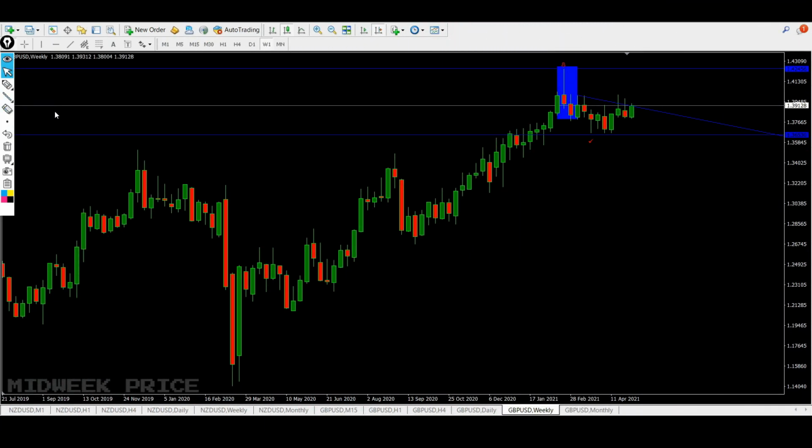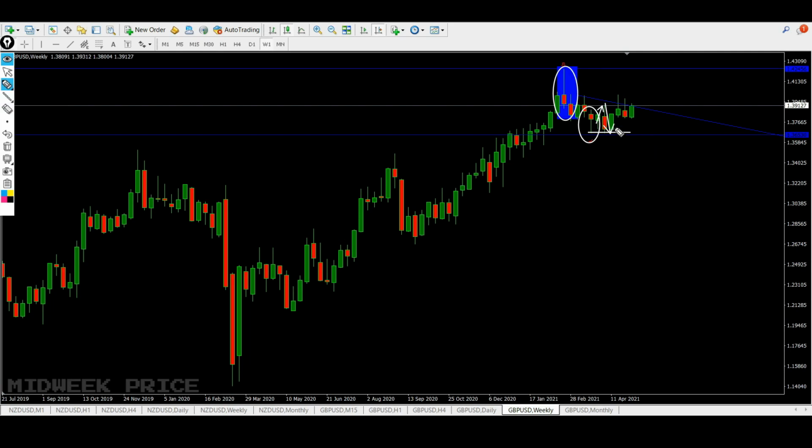Okay, let's talk midweek price. Alright, this is the weekly chart. Let's go over the setup that we've been looking at for the past couple of months. So there was a strong short trade right here, and then a weak long trade formed right here. So as price pulled back, I was looking for short entries right back down to this pivot low as a target, and that target was hit.